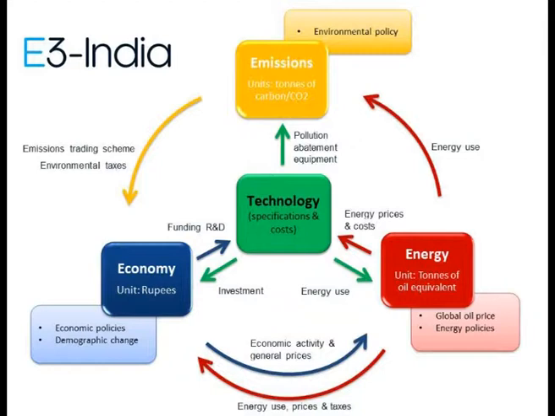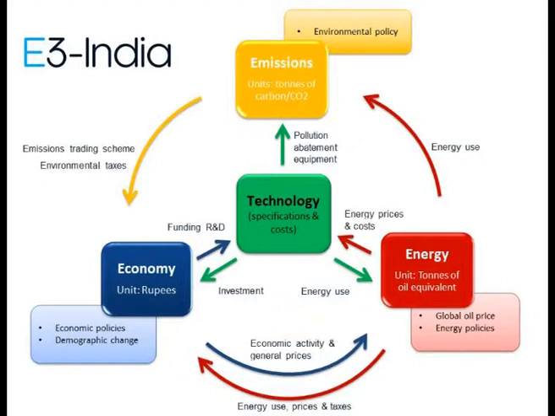Okay, good. Right, so here's the three modules, the sort of highest level schematic of the model that we have. We got three modules: economy on the left, energy on the right, emissions at the top. Each one of those starts with the letter E, hence gives the name E3-India, because it brings these three modules together inside a single framework.